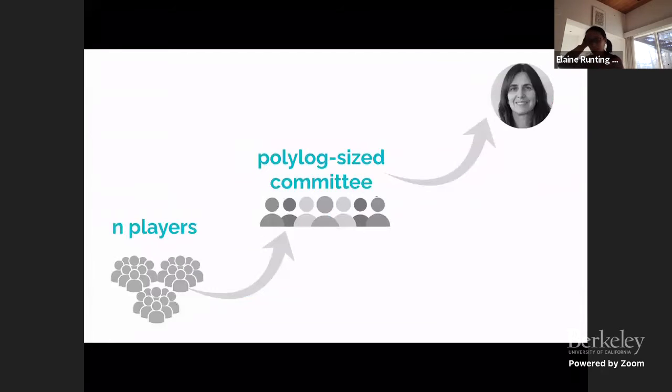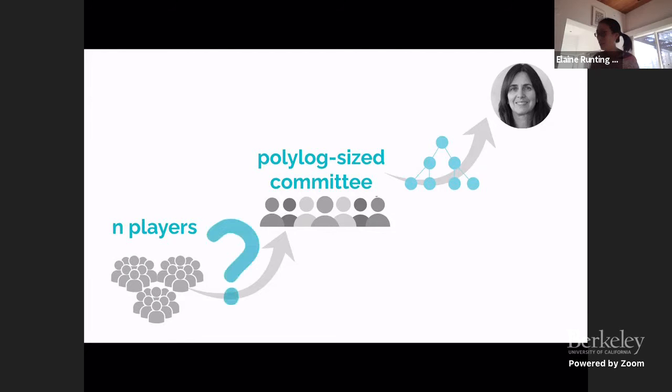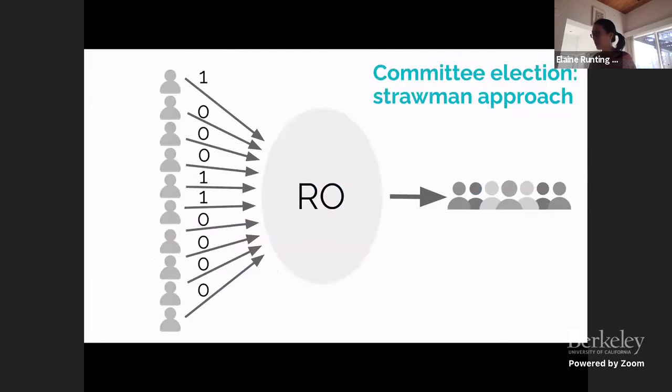Here's the very high level idea. We start with n players. We first downsample to some polylog size committee, and then from the polylog size committee, we elect a winner. The second part we know how to solve: we just run the tournament tree protocol. Because the committee is polylog size, the tournament tree protocol now takes log n rounds. The first part we don't know how to solve yet, so let's think about how to get the first part.